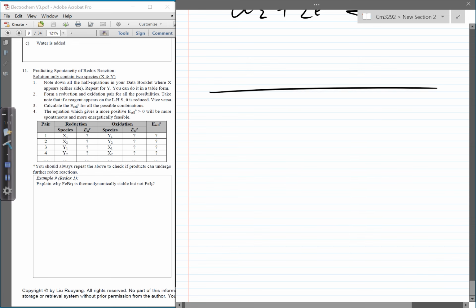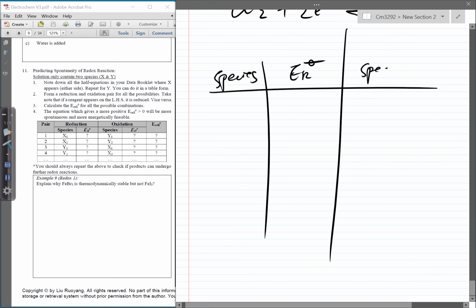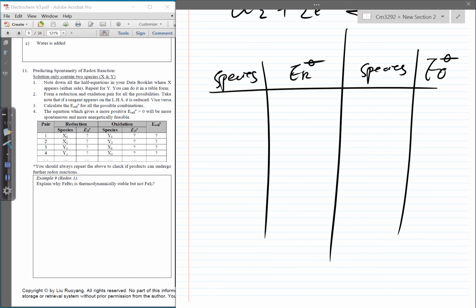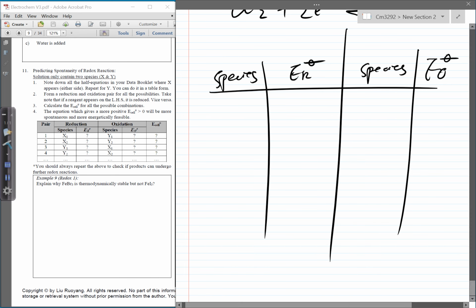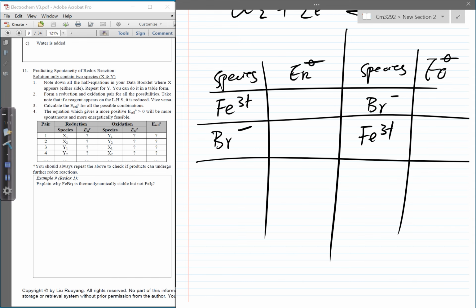So you have to write the species, the E reduction and the E oxidation, right? For the first example, for species wise, take note that you have FeBr3 and your FeI3, right? For the first species, the one that is being reduced can be your Fe3 plus, and the species that is being oxidized, your Br minus, or it can be the other way around, which is your Br minus and your Fe3 plus, right? You can try out all the possibilities, right?